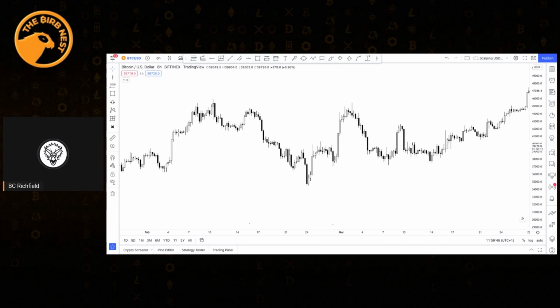So today we're going to look at order blocks, and more specifically, how I interpret order blocks, what I'm looking for on the chart.